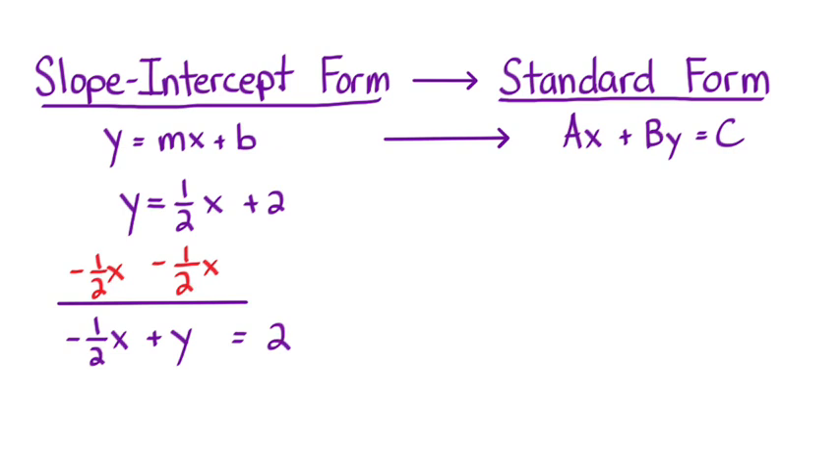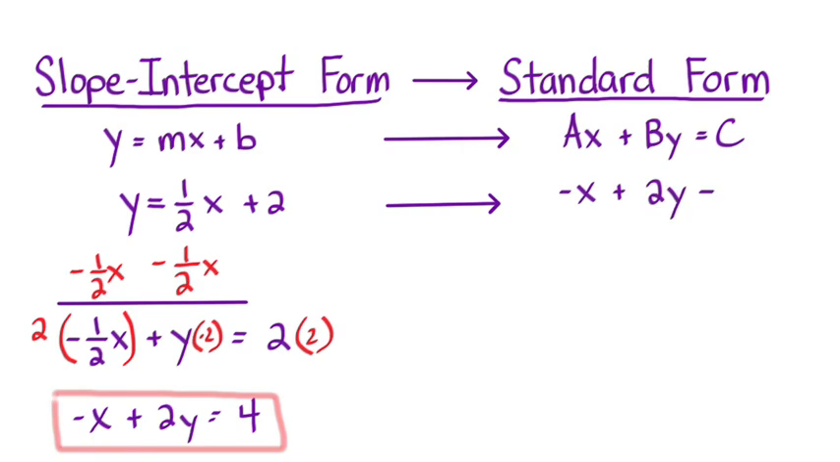But the reason why these are capital letters on the side of ax and by is because they cannot be fractions, right? So I'm going to get rid of the fraction. I simply multiply everything by the denominator of the fraction. So if I have 2 times 1/2, I just get 1. So this happens to be -1. So I have negative x plus 2y equals 4, right?